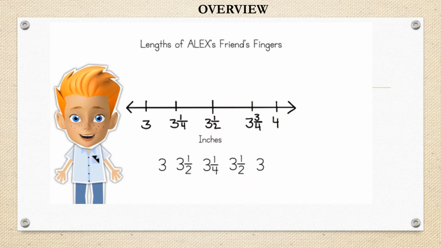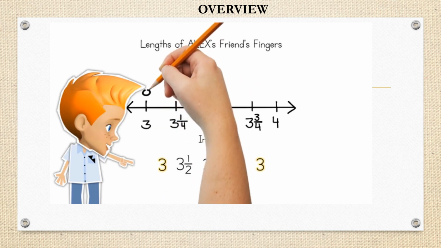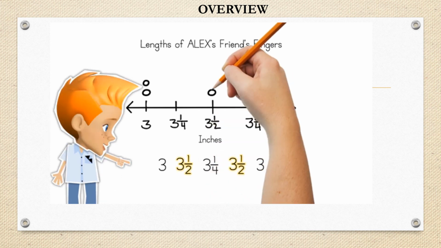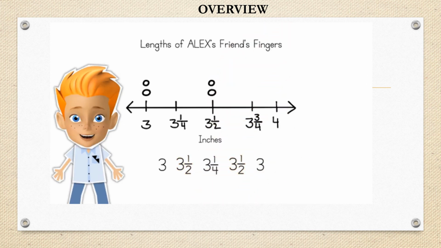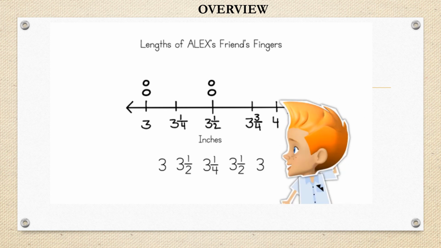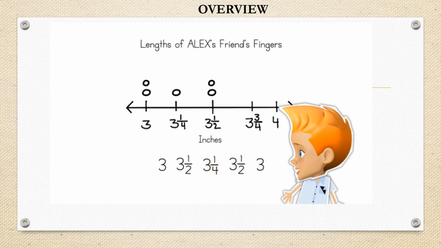Now we draw a dot for each length. There are 2 3s, so I put 2 dots above the 3. Let's see. There are 2 3 and 1/2. Notice how we are making all the dots the same size and lining them up horizontally from each other? This makes it easier to read and interpret. Oh, I almost forgot the 3 and 1/4. And it goes right there.